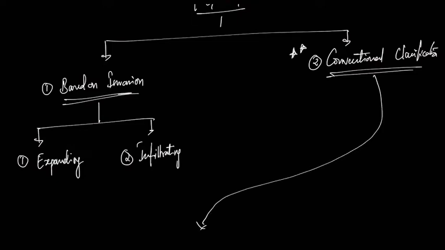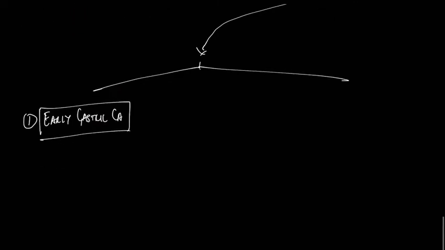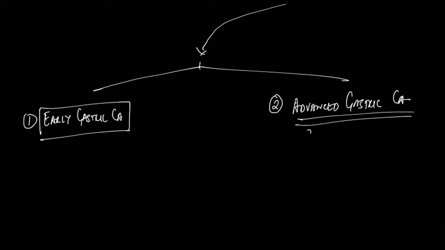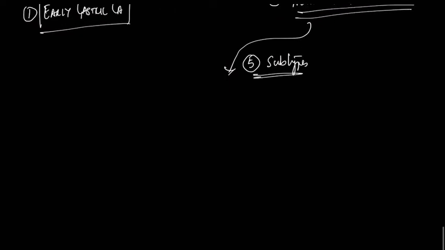Now conventional classification. This is what we are concerned with. So this includes two groups. The first being your early gastric carcinoma. And the second being your advanced gastric carcinoma. Now, this advanced gastric carcinoma includes 5 subtypes. So let's discuss these 5 subtypes first, and their respective microscopic patterns.